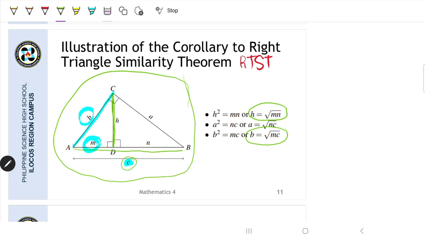And for the third equation, suppose we are going to get the value of the other leg, which is A. So A is the square root of, ano yung adjacent kay A, that is N. So that is the square root of N times the whole length of the hypotenuse, which is C. So A is square root of N times C. So at first, this figure seems to be very confusing because of the many variables present, no?